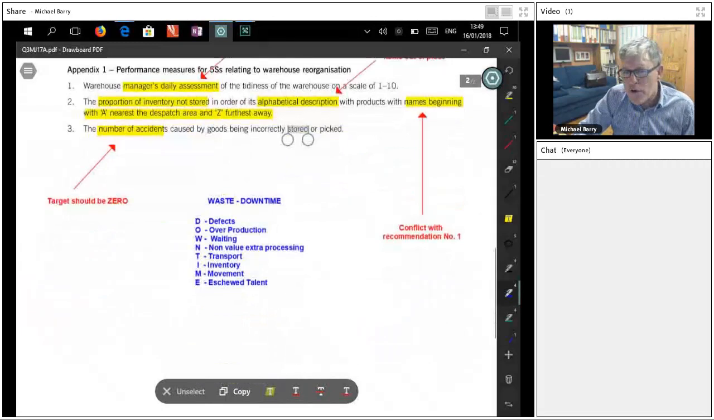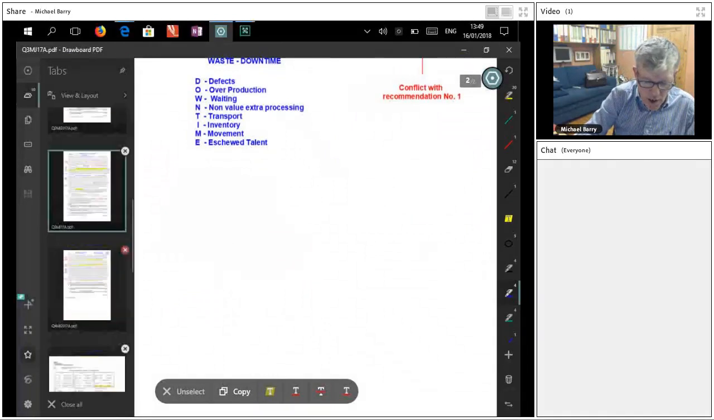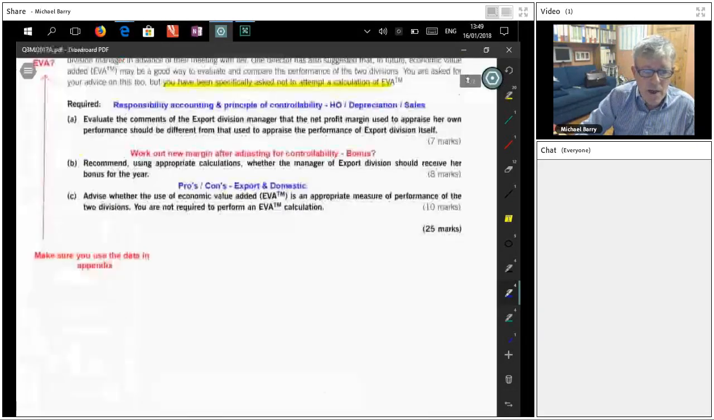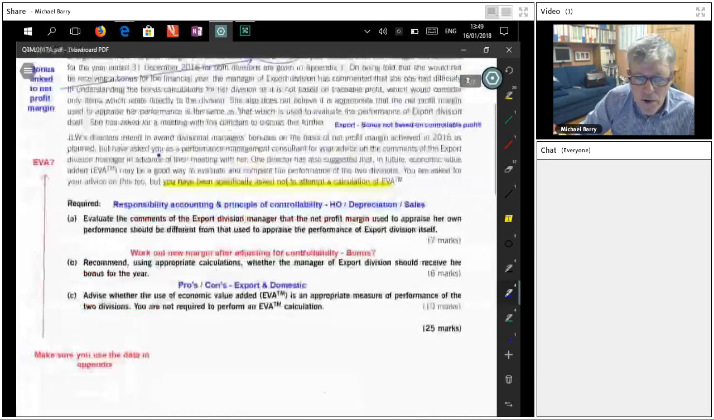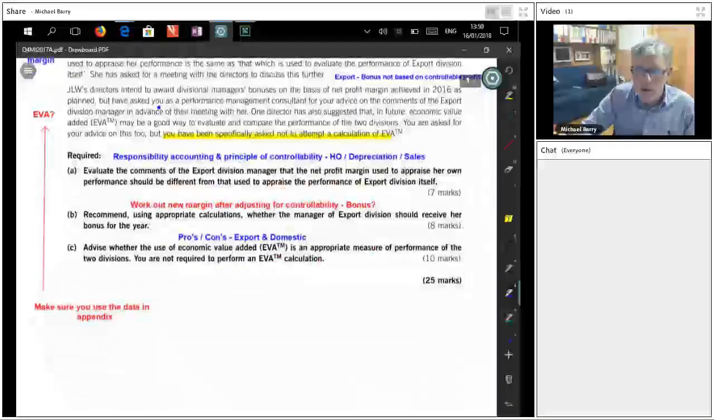So the more integration of data and information into your responses, the better the chance you will do well in this paper. Question 3 touches on responsibility accounting. Now, we would all have come across ROI and residual income in our previous studies. You hit that again coming into P5, but particular attention should be given to economic value added. That's one of your exam team's favorite indicators, so pay attention to EVA.